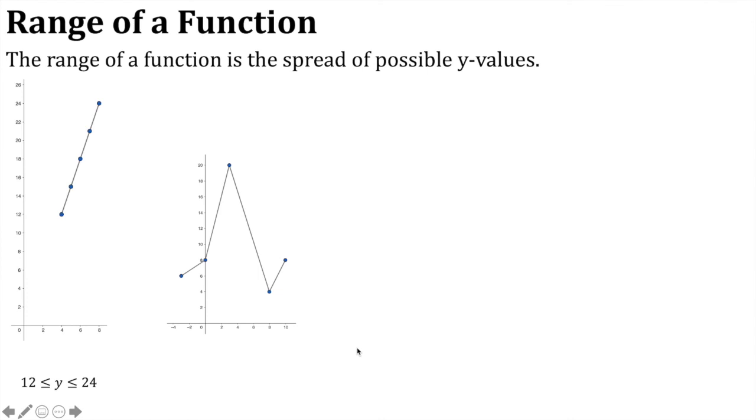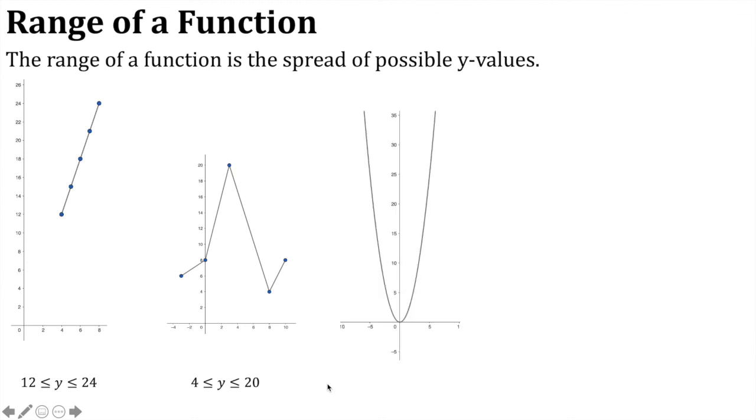This time a different graph, and it lies between 4 down here. It's the minimum value and the maximum value is 20. This one here, we've got the graph of y equals x squared, or f of x equals x squared. And this time we can see that the y values, there aren't any negative y values, and it starts at 0 and it goes all the way up to positive infinity. So y is greater than or equal to 0.